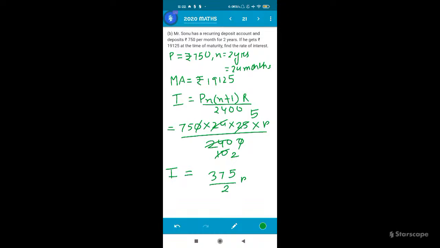So let's do this. We know that the maturity amount is equal to Pn plus I. So the maturity amount is given as 19125. So this will be equal to P into N, that means 750 into 24, plus I is 375 by 2 into R. So let's solve it.